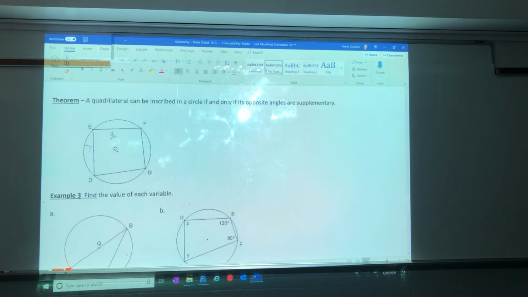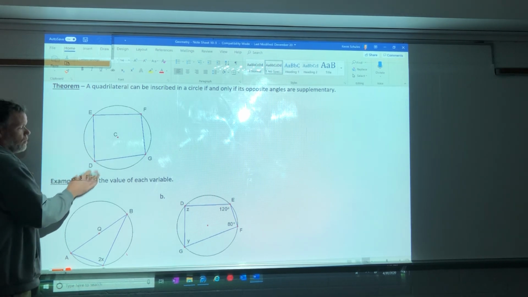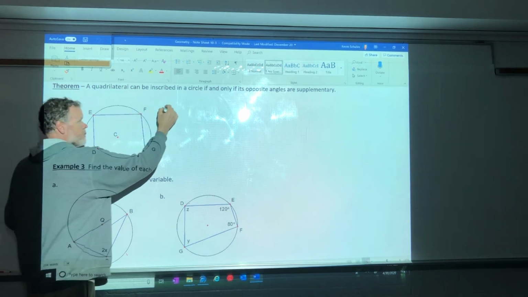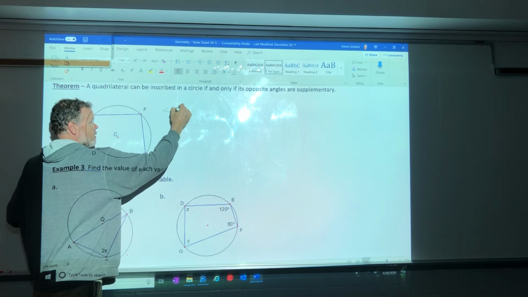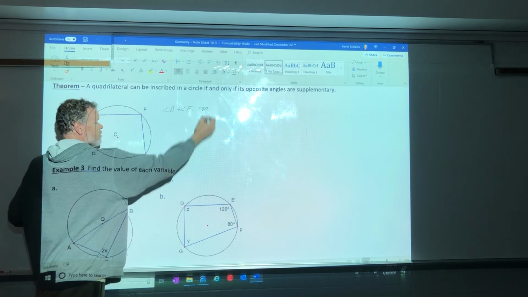The next theorem we're going to look at is when we have a quadrilateral inscribed in a circle, if and only if the opposite angles are supplementary. So what do they mean about this? When we're talking about opposite angles being supplementary, first off, we talk about opposite angles. The opposite angle to D would be F. So if they're supplementary, that means that angle D plus angle F have to equal 180 degrees.